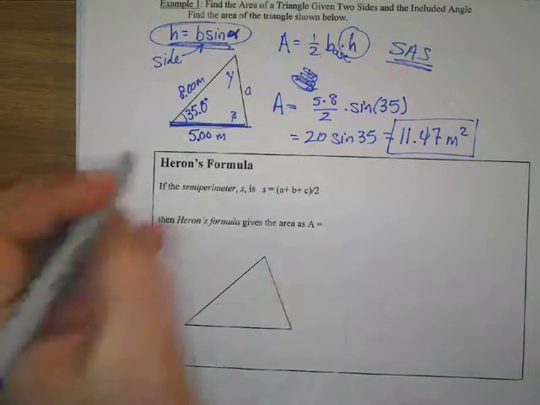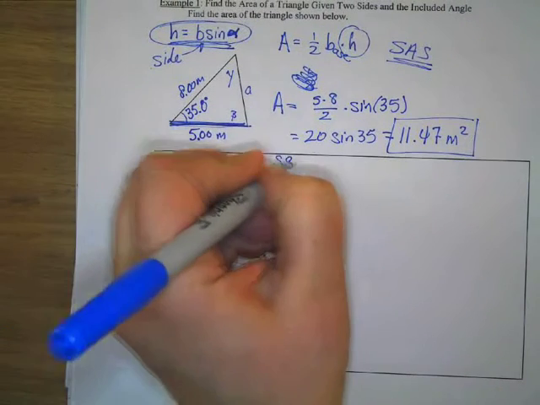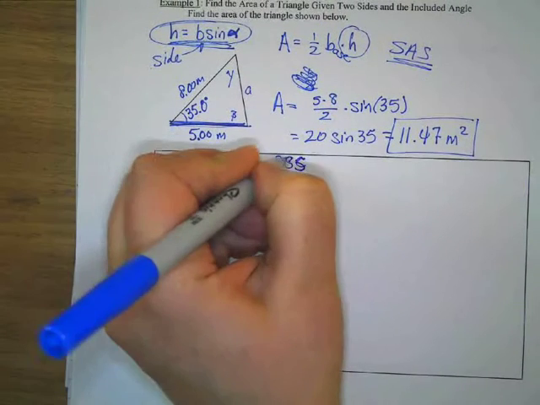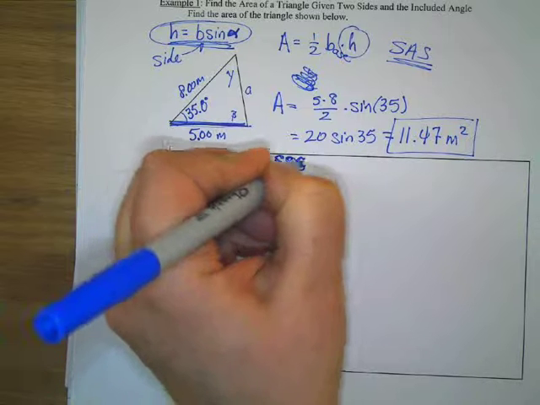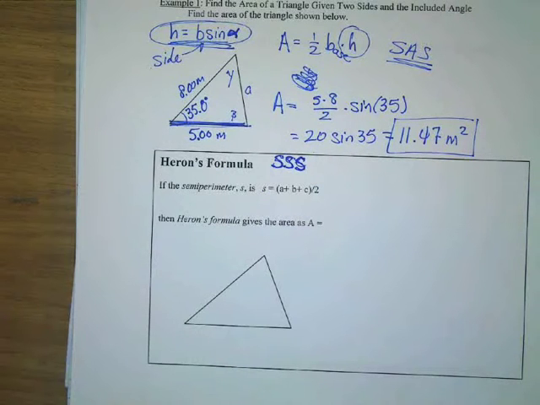Heron's formula is pretty cool, and this is used if you have the three sides of a triangle, side, side, side. And sometimes we'll use the law of sines or law of cosines to get us to side, side, side.